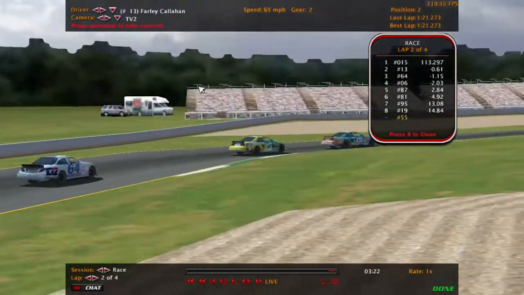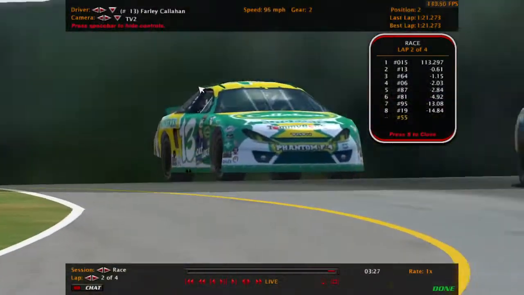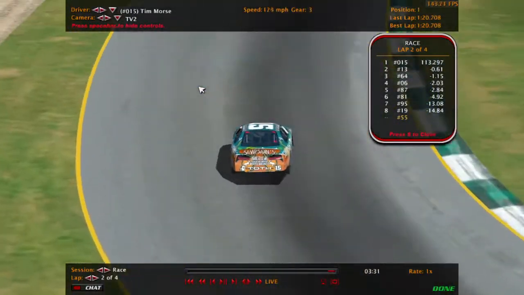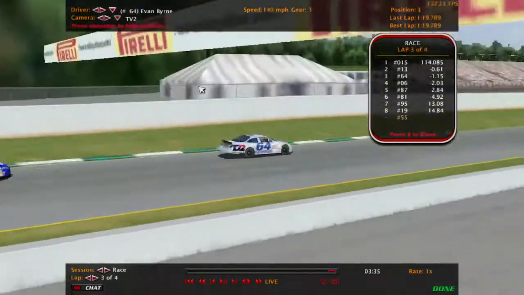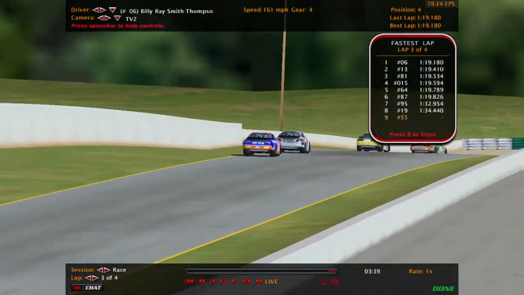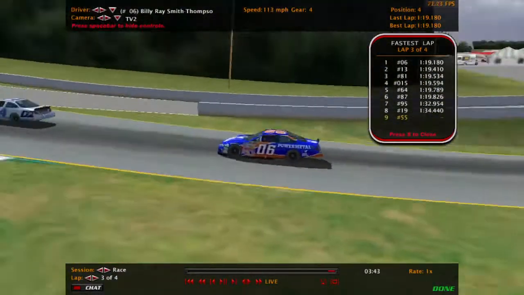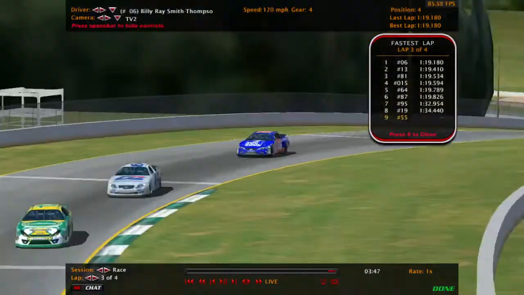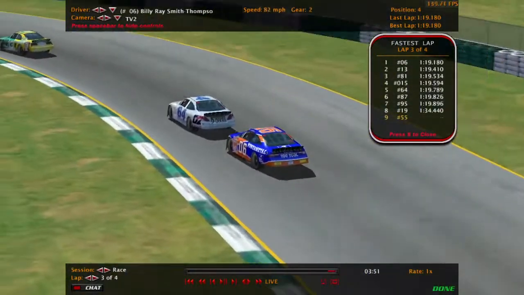And here we go. Up the hill they come. In the Phantom F4 Broth cars, Morse leads at the halfway mark over Callahan, Byrne, and Smith-Thompson. Smith-Thompson, I believe, actually might be the fastest car on the track. Yes, he is. Smith-Thompson is faster than all the other cars in front of him. This is actually going to be a pretty competitive race here right at the end. I believe it should be.